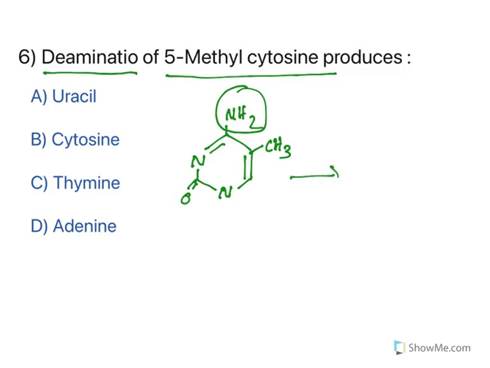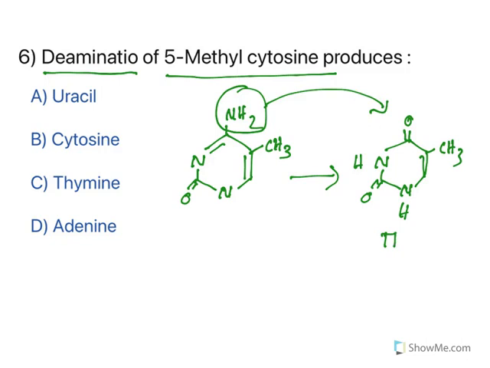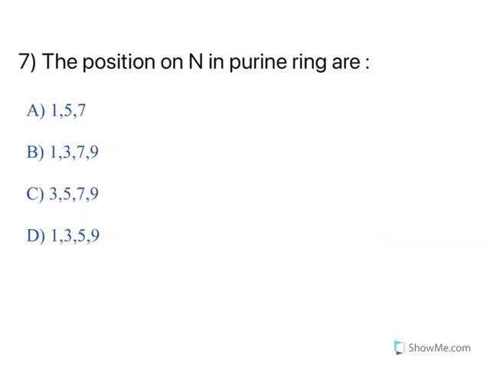What happens when this amine group is removed? You will get thymine. Thymine is also a nitrogen base, and this methyl group is there, right? So this is deamination: when you remove this amine group, it results in thymine. So this is what the question is about. What does deamination of 5-methyl cytosine produce? Thymine. Moving to the next one.